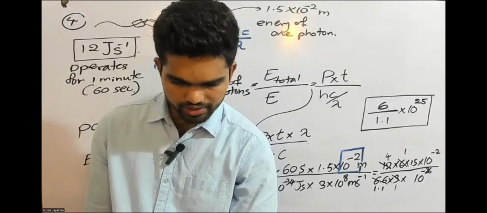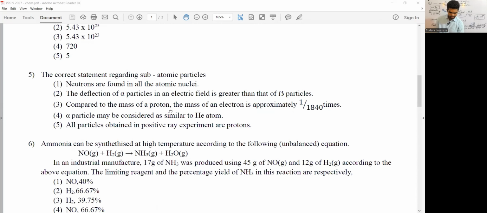Okay, so let's see question number 5. It's about subatomic particles. Neutrons can be found in all the atomic nuclei. So will you find neutrons in all nuclei? It is wrong. You might remember this one from our very early discussions. There is one atomic nucleus that doesn't have any neutrons. Tell me, what is that?